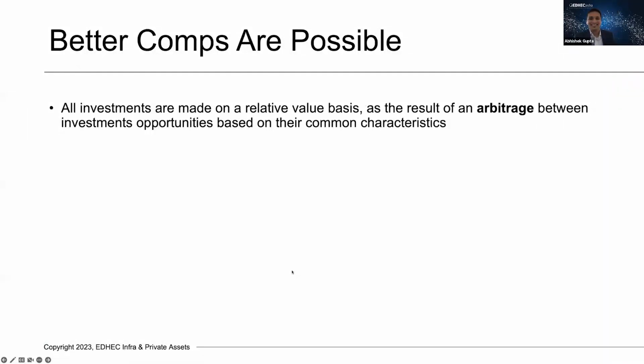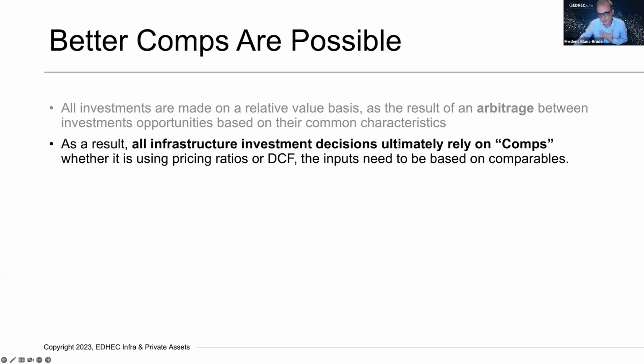Yes, but if you apply the law of large numbers, you should be safer. Anyway, just to summarize what we've been saying, all these investments, even though it's infrastructure and illiquid, are made on a relative value basis and as a result of an arbitrage between investment opportunities. It's important to remember this because it's their common characteristics that will determine what investment decisions are made. And in the end, it's how you compare things. So all infrastructure investment decisions ultimately must rely on some kind of comp, whether it's DCF pricings, ratios, or whatever.